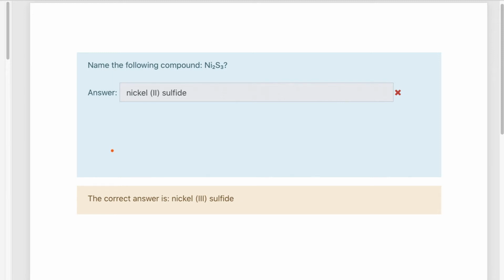So what I've done is I've pulled a few problems from the quiz. I just want to address a few common issues that pop up whenever doing nomenclature. One thing to keep in mind is that these Roman numerals that you see here are only going to be used when you're dealing with transition metals, pretty much.